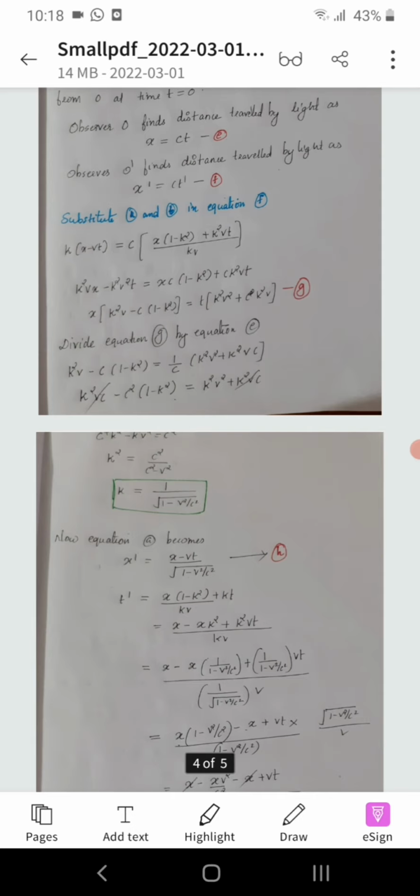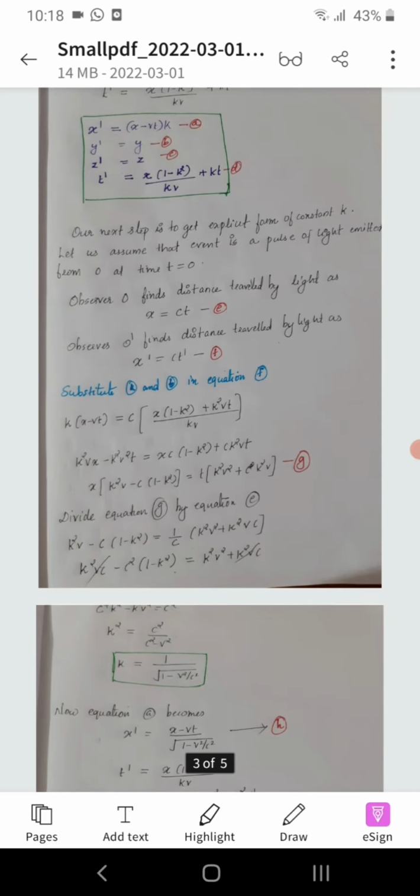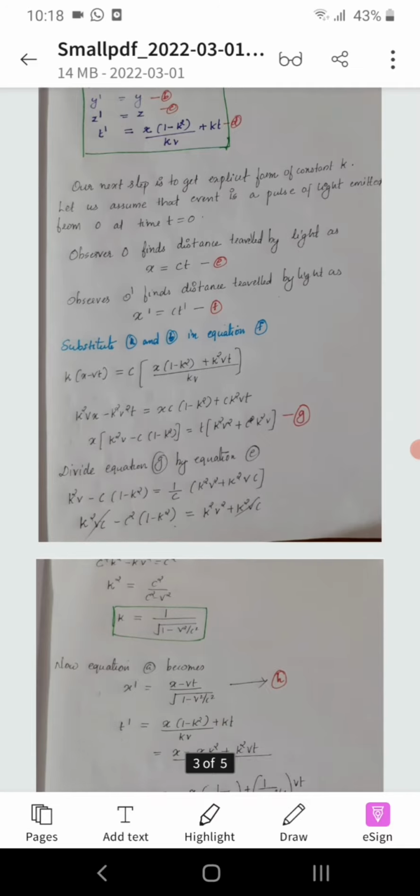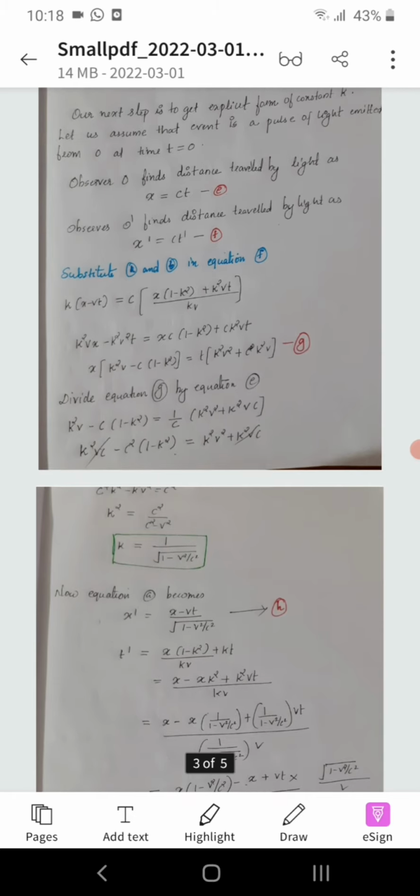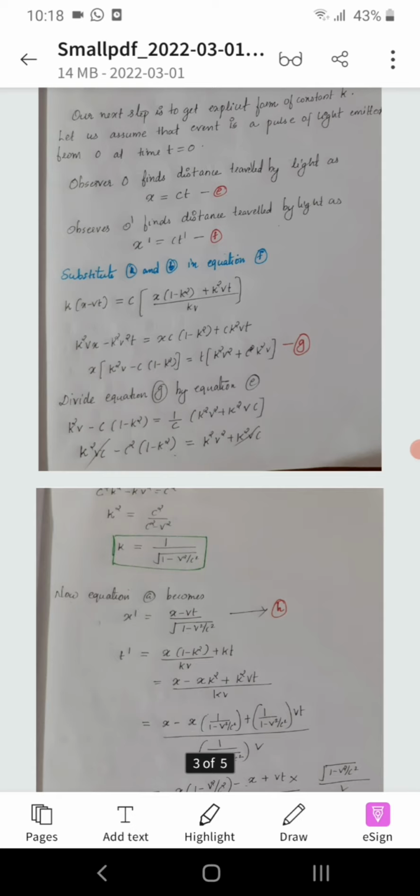Divide equation g by equation e. Equation e is x is equal to ct. Now divide equation g by x is equal to ct. So we will get k square v minus c into 1 minus k square is equal to 1 by c into k square v plus k square vc.